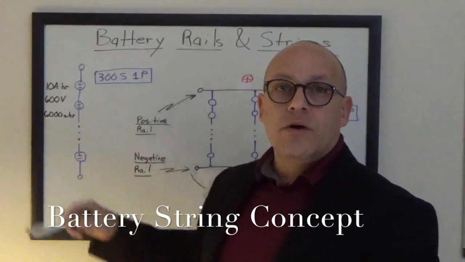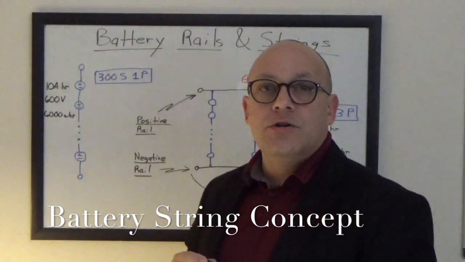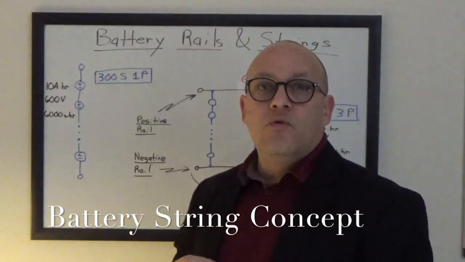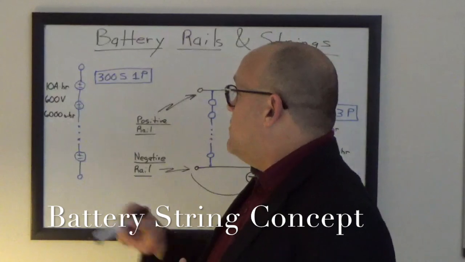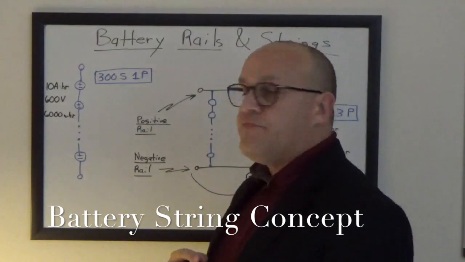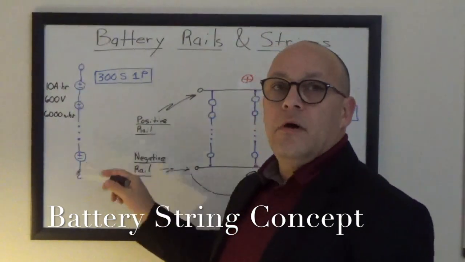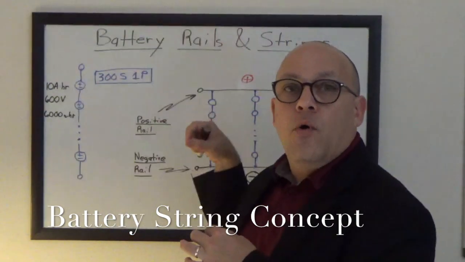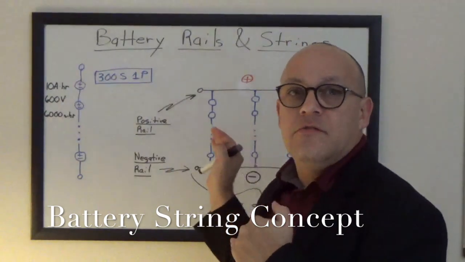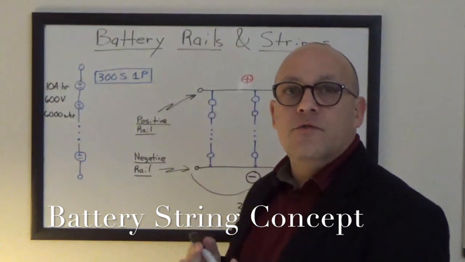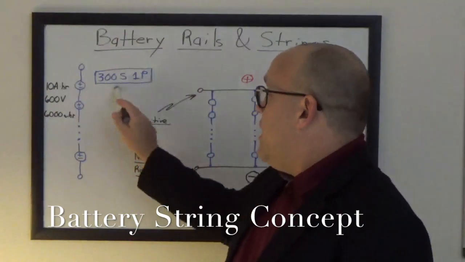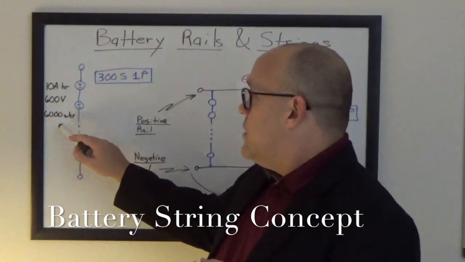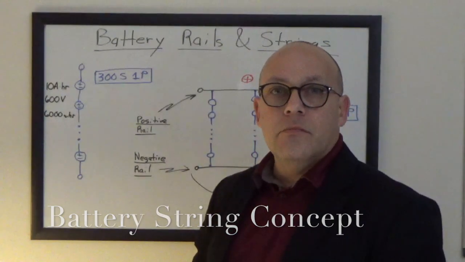The amount of watt hours is just basically adding up the energy of each cell, and that adds up to 300 cells times 20 watt hours, and that comes out to 6,000 watt hours for this string right here. So this is going to be a basic string that we're going to drop onto a battery rail system in the configuration of a few strings. Again, 300S 1P, 10 amp hours for this string, 600 volts, and 6,000 watt hours of energy.